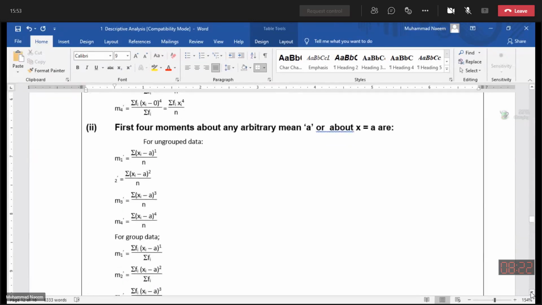Sigma x over n, that is the mean value. And now the first 4 moments about a value a. In this case, the deviations are taken from a value a. Value A is arbitrarily chosen, but usually we consider within the range of our data. A is chosen within the range of our data to get better results.